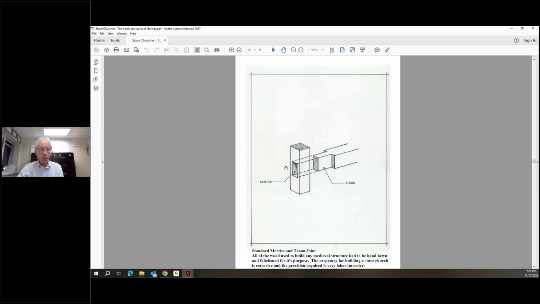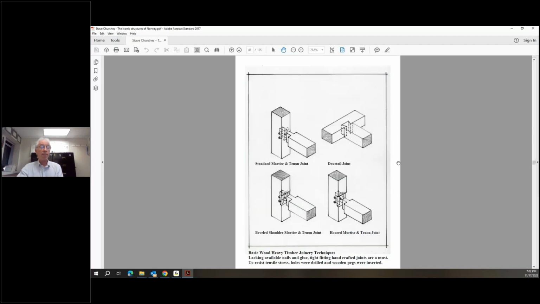And then what would happen is once the tenon from this beam goes into the mortise of this post, it is drilled out and a peg is hammered into the hole, and it's a wedge-shaped peg, so that as it's hammered in, it's pushing outward and really fitting those together tightly. These are various different types of mortise and tenon joints.